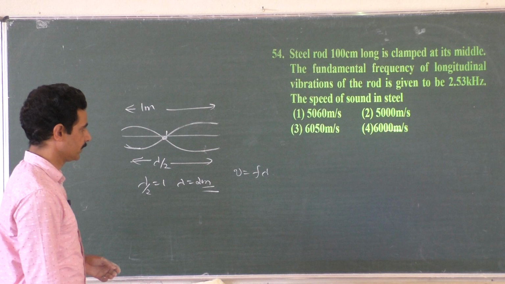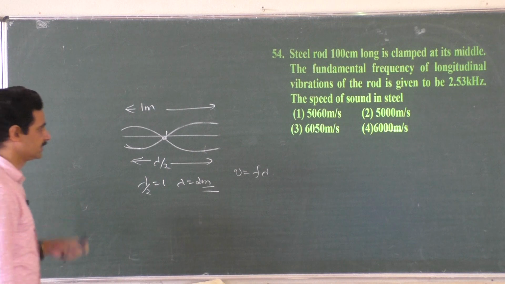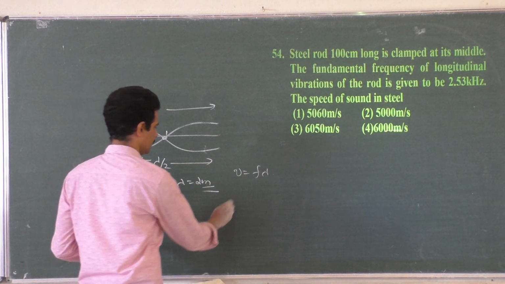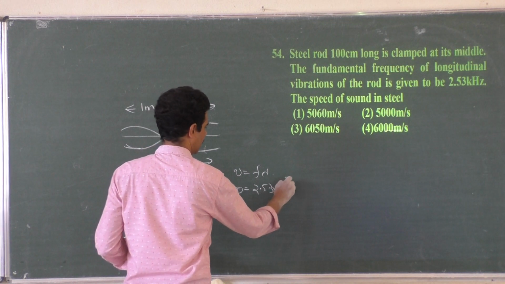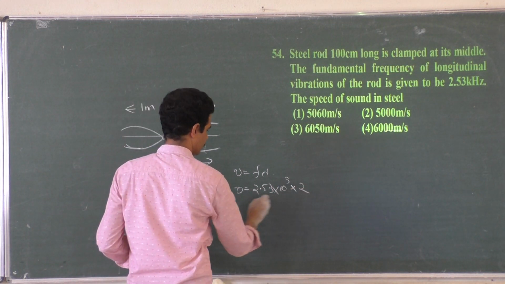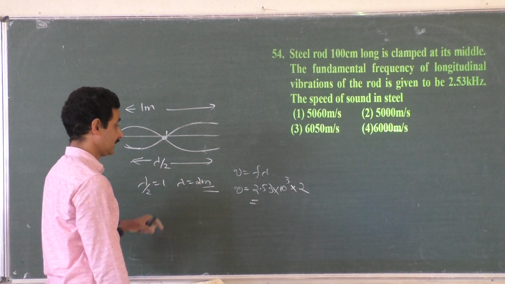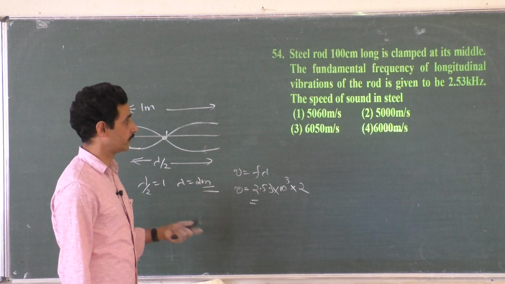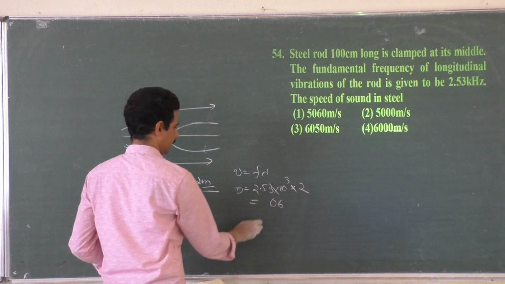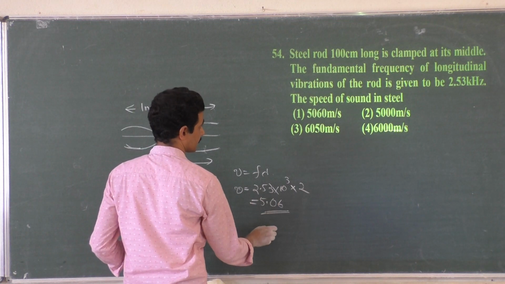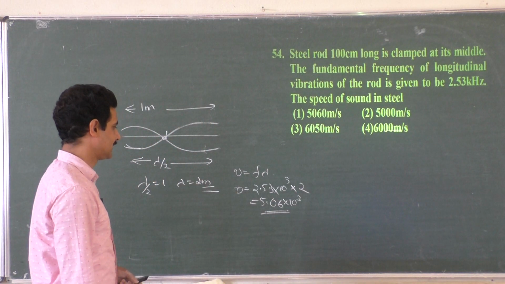Speed v is equal to... Did I do the last problem properly? So we will finish this. V is equal to f lambda. V is equal to f, 2.53 kilo, lambda is 2. Last time we found out frequency, right? V by lambda. Now frequency is given. Yes. 2 into 3, 6, 10, 5. 5.06 into 10 to the power 3. So 5060.